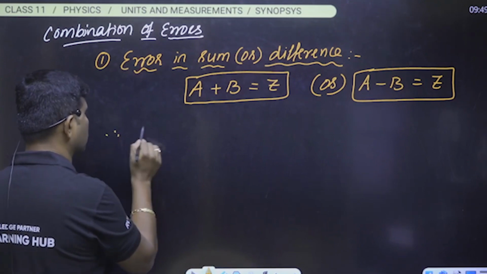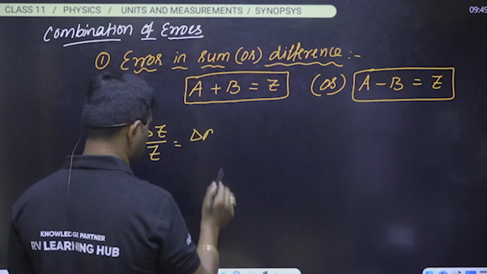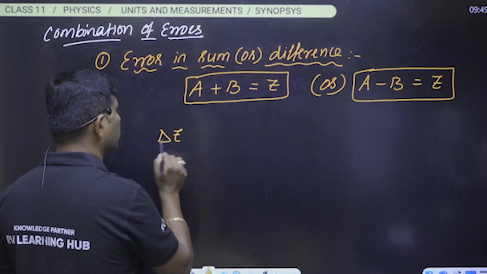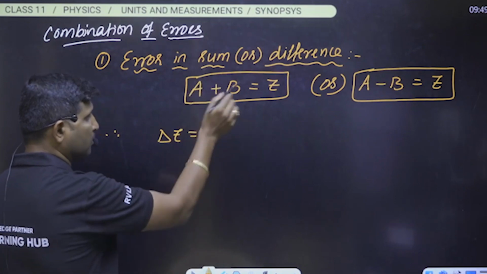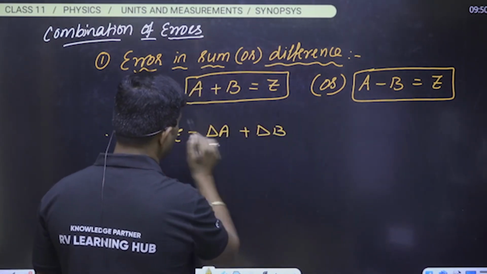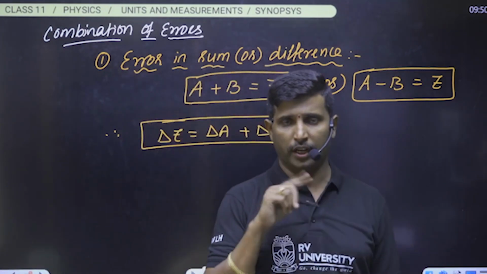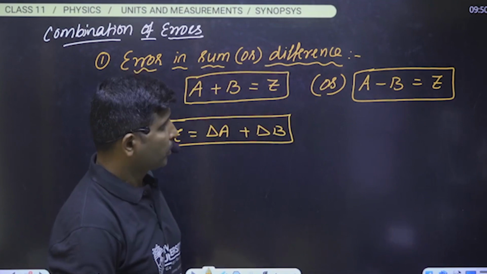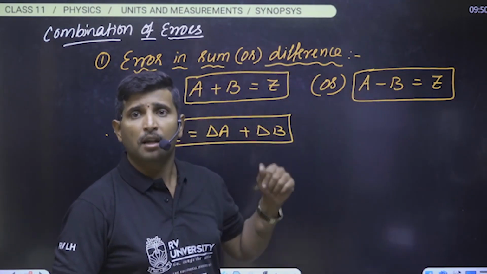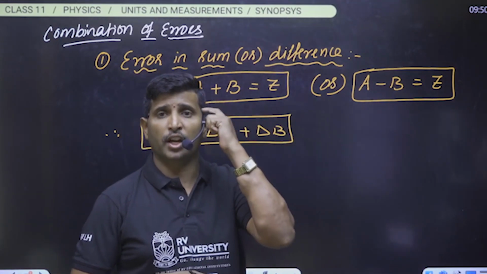Therefore we can say the mean absolute error in the result is always equal to the sum of the mean absolute errors in the individual quantities. Even if we subtract the two quantities, the errors must be added. Please underline this in your mind.